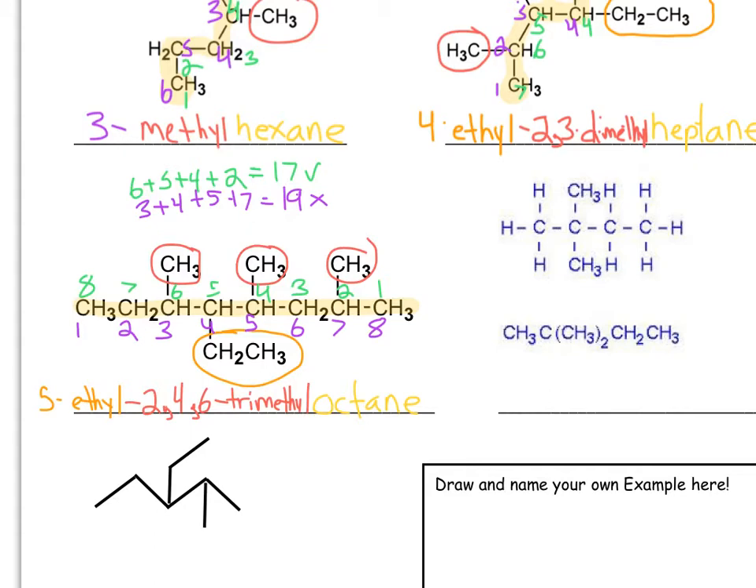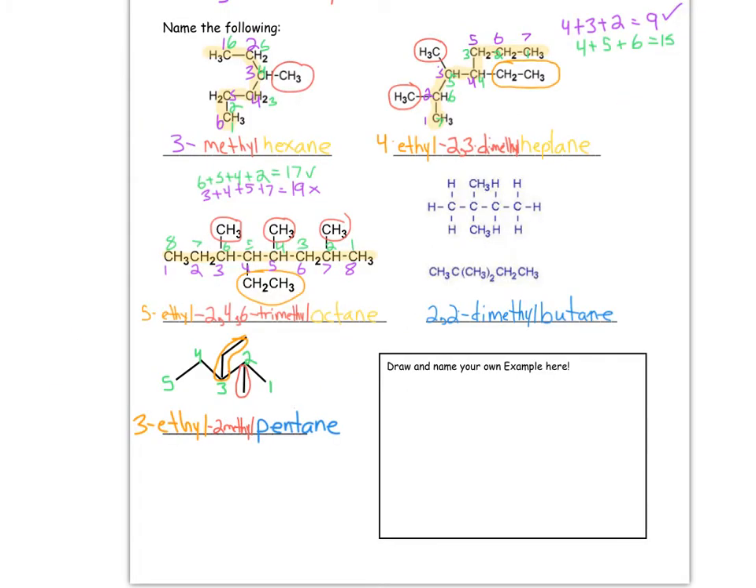So I want you to use the rules I've just taught you to name the last 2 molecules on your page. Hit pause. When you're ready to check your work, hit play. So your molecule over here is 2,2-dimethylbutane, and then down here a line diagram, a little bit trickier to recognize your side chains, but it is a 3-ethyl-2-methylpentane.